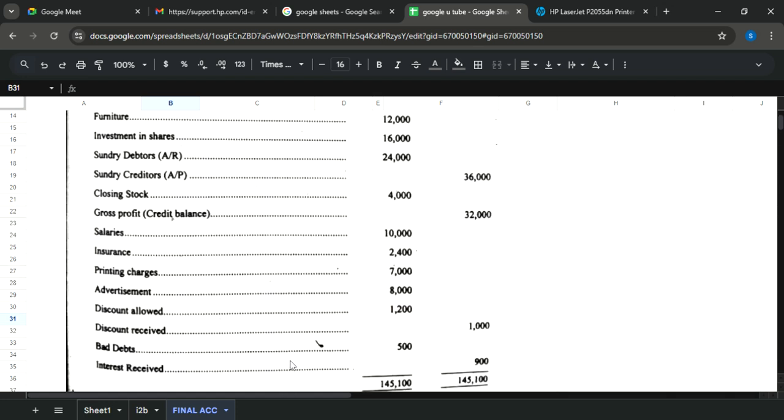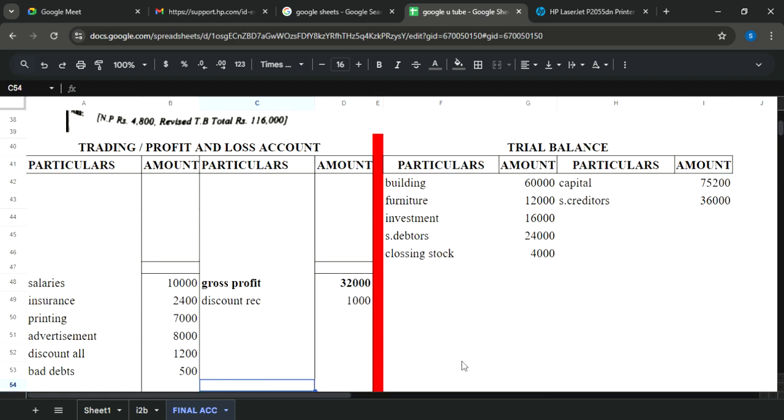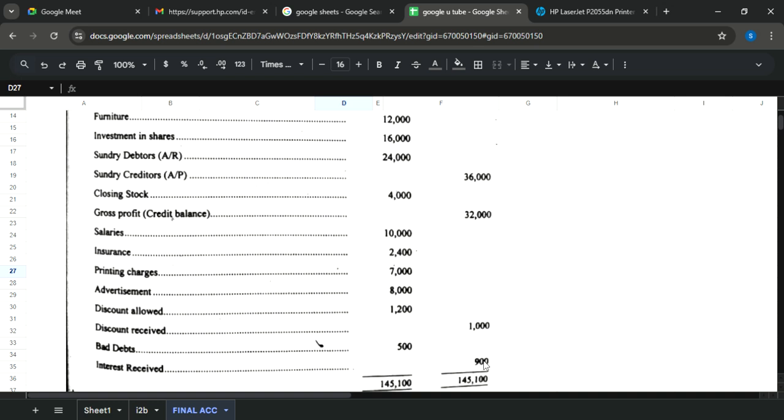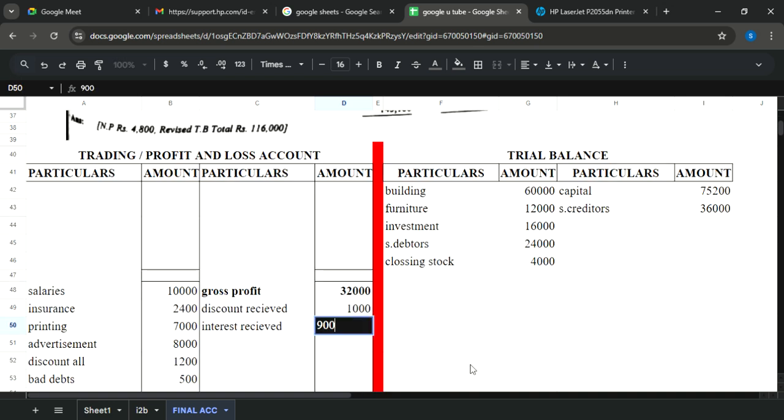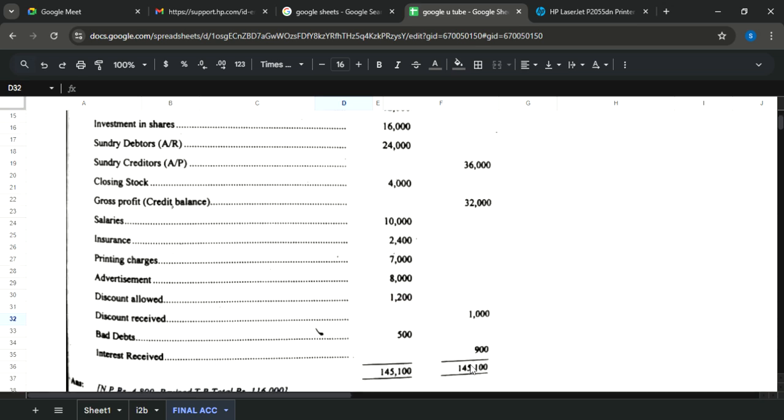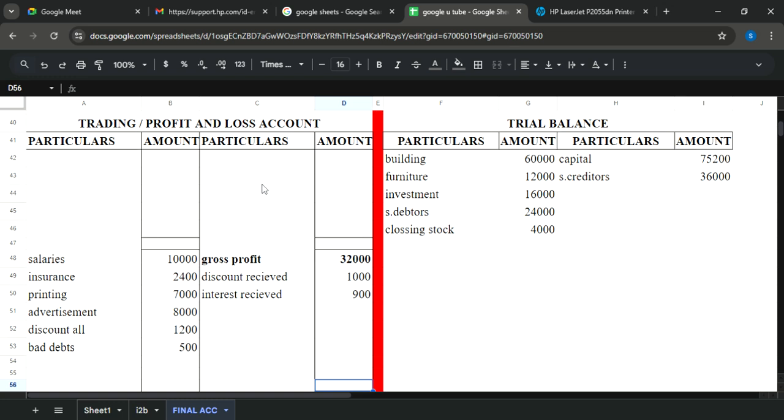The last is interest received, 900 received. It's your income. So interest received you will write over here. I should write complete amounts as well so that you must not have any excuse of not writing complete elements. Interest received 900. Write down the amount. Alright guys, everything which was written in our question we have posted to the relevant sides.